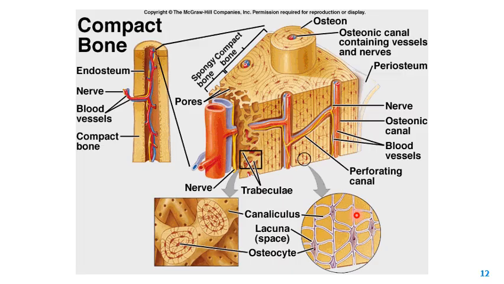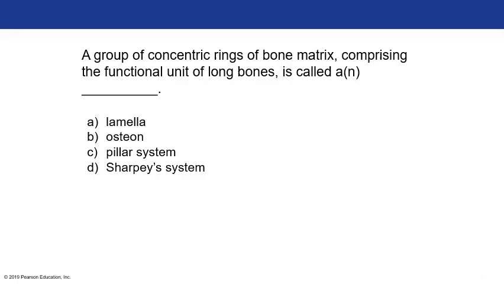And here's a nice picture showing the protrusion arms and the interconnections of those osteocytes. Finally, your first question. A group of concentric rings of bone matrix comprising the functional unit of long bones is called, based on the PDF version that I put up.